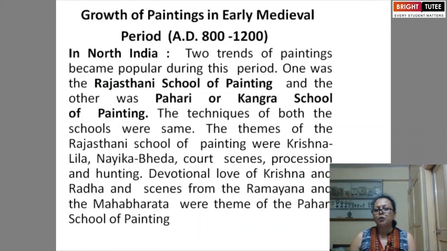In North India, two trends of painting became very popular during this period. One was the Rajasthani school of painting, and the other was the Pahari or Kangra school of painting. The techniques of both the schools were seen. The themes of the Rajasthani school of painting were Krishna Leela, Naika Bheda, court scenes, processions and hunting.